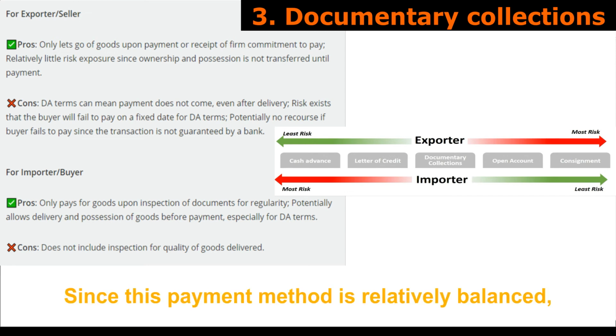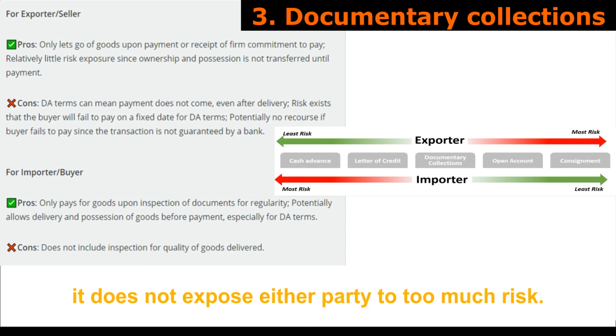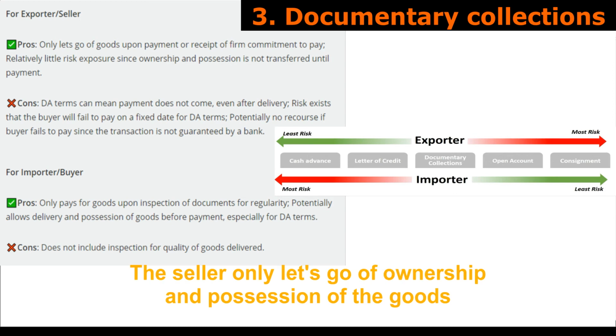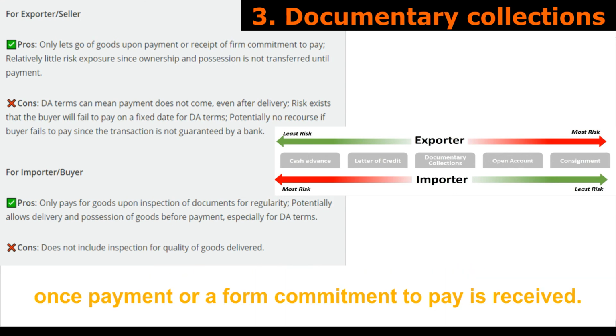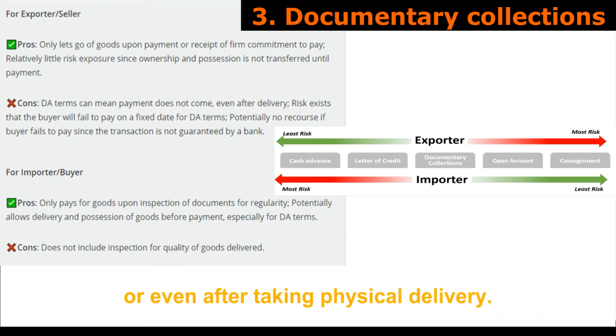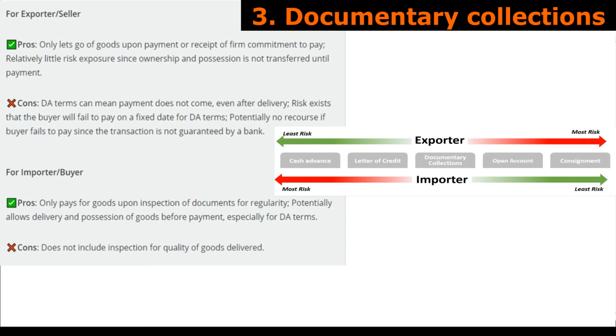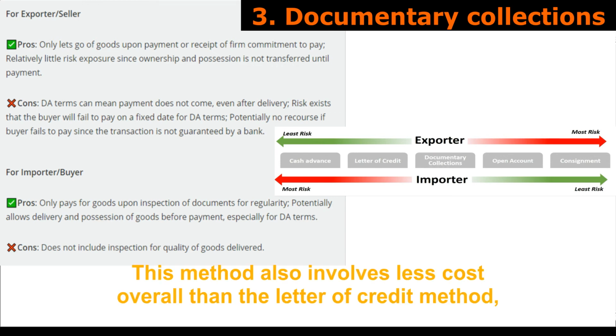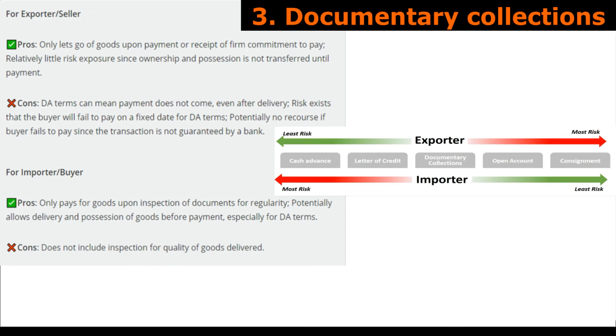Since this payment method is relatively balanced, it does not expose either party to too much risk. The seller only lets go of ownership and possession of the goods once payment or a firm commitment to pay is received. The buyer only pays when they see the documents for the goods, or even after taking physical delivery. This method also involves less cost overall than the letter of credit method, and it can be set up in less time.